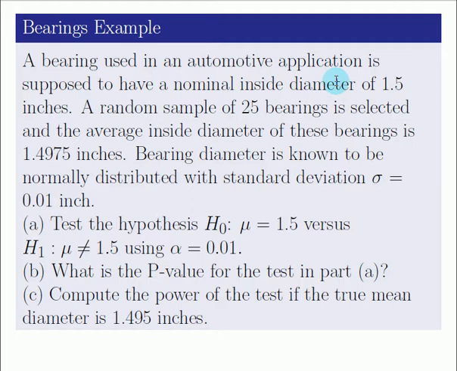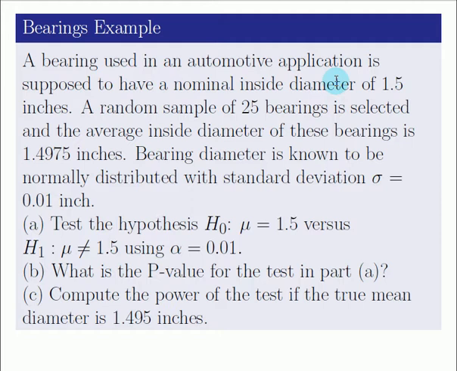And they want us to test the hypothesis H naught, where mu equals 1.5 inches, versus the alternative hypothesis that mu is different from 1.5 at alpha equals 0.01, or at a 99% level of confidence. And since we are using the alternative hypothesis as mu not being equal to 1.5, clearly we are conducting a two-sided hypothesis test. And part B says what is the p-value for the test.